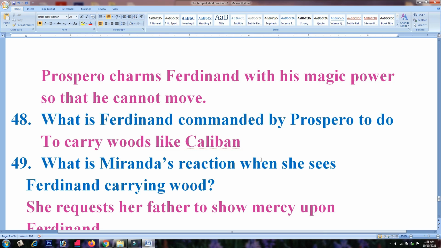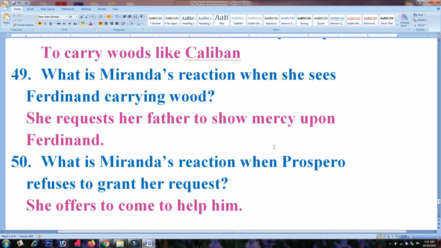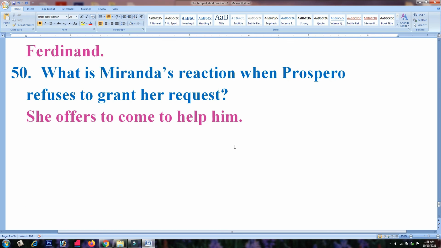What is Ferdinand commanded by Prospero to do? To carry wood like Caliban. What's Miranda's reaction when she sees Ferdinand carrying wood? She requests her father to show mercy upon Ferdinand. What is Miranda's reaction when Prospero refuses to grant her request? She offers to come to help him.